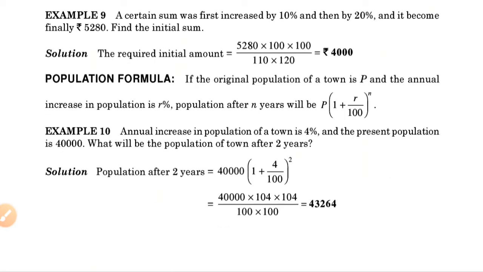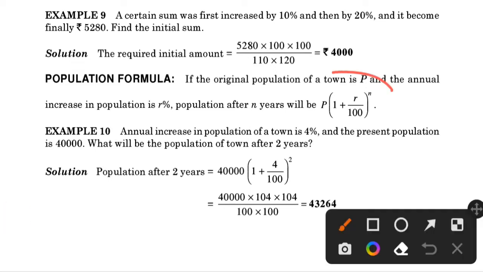The population formula is also one of the real world applications of percentage. If the original population of a town is P and the annual increase in population is R%, the population after n years will be P into (1 plus R over 100) whole power n. This is a very important formula and is asked in many examinations. Here P is the current population, R is the increase in the population, and n is the number of years.